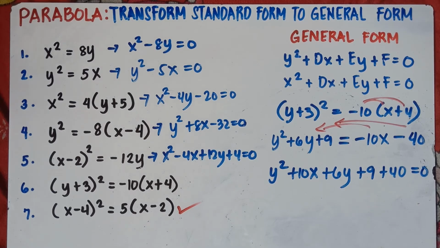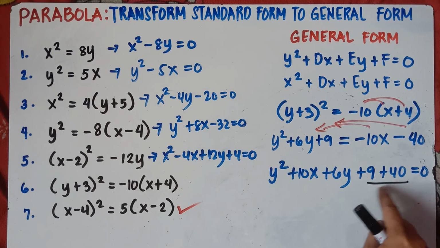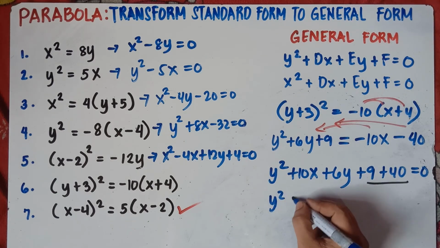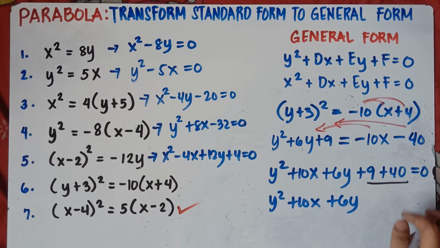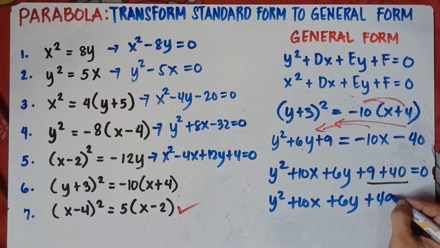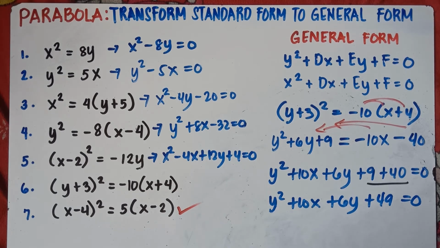Alright, do we have like terms? Yup, we have like terms. We have 9 and 40. We can combine this one, class, because these are all constants. So this will be y squared plus 10x plus 6y. 9 plus 40, that would be plus 49 equals 0. Alright, all set for number 6.